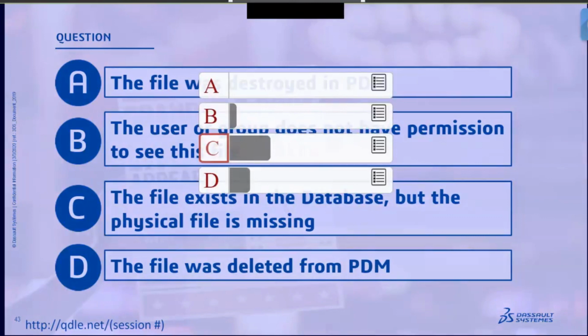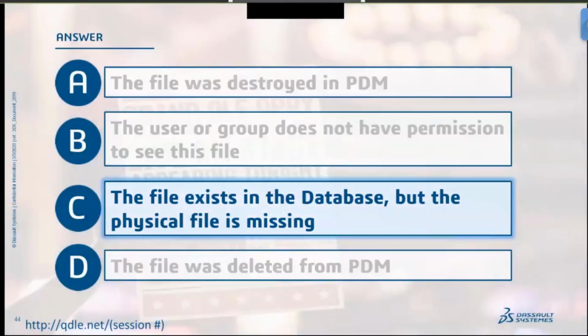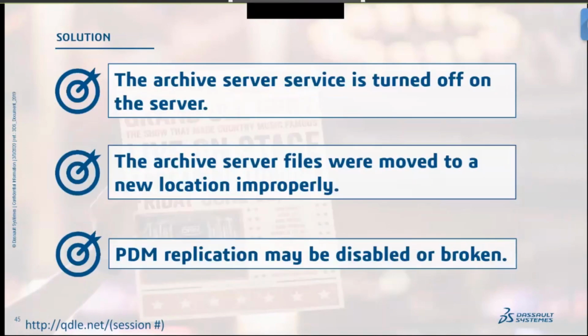All right, yeah, the correct answer here is C. The file exists in the database, but the physical file that PDM looks for is missing. You're not in this group, Derek. Nope. So what could be happening here is, one, the archive server service is turned off. The archive server service is the one that actually connects to the archives, the physical files, to get that information. So we may have access to the database, and SQL is saying, here are all these files that you have access to, here's where they're located, but if we can't grab that file, it's going to come back with that error. So ensuring that the archive server service is running is a big key.